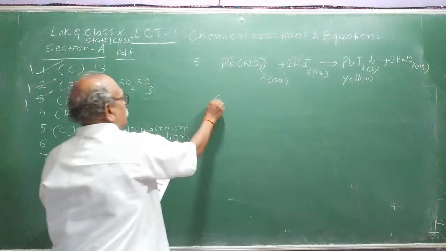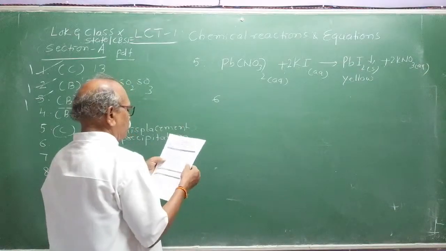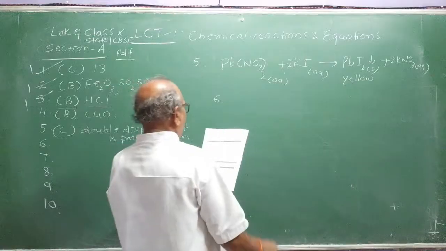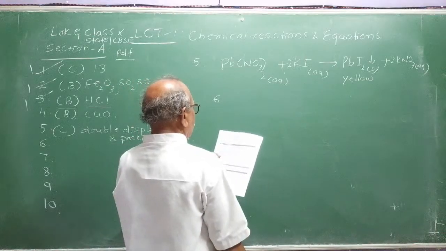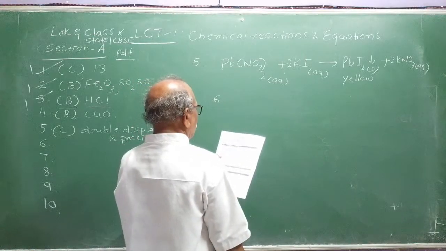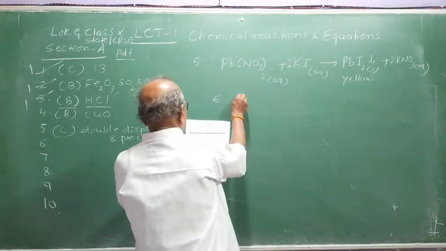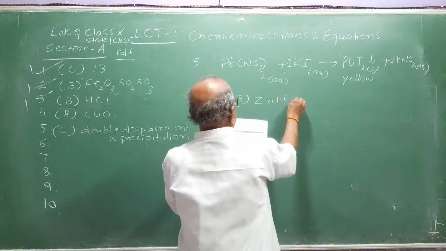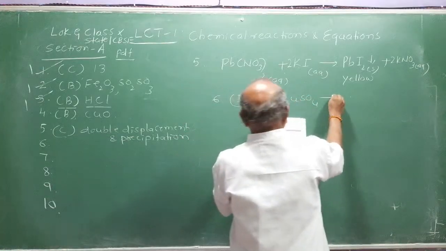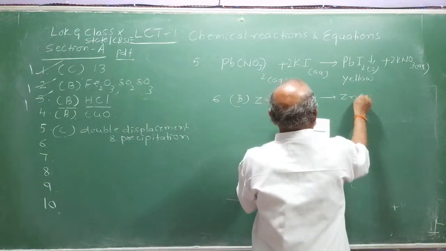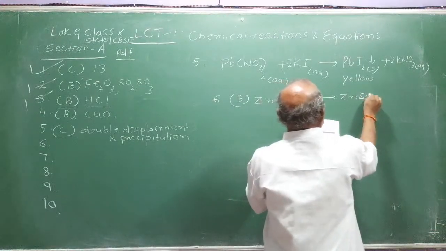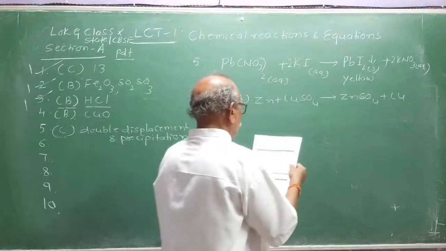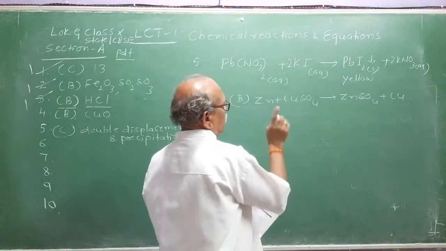Question number 6. Which reaction is both a displacement reaction and a redox reaction? A. Calcium oxide plus water forms calcium hydroxide. A is not correct. Second one, what is B? Zn plus copper sulfate forms ZnSO4 plus copper. The question is, which of the reactions is both a displacement reaction and a redox reaction?